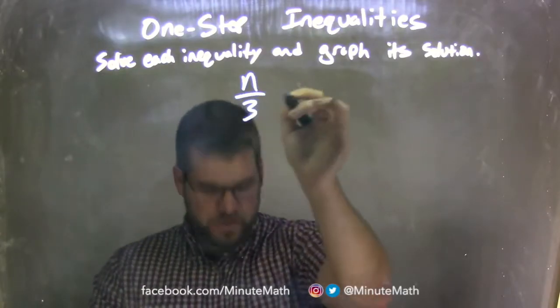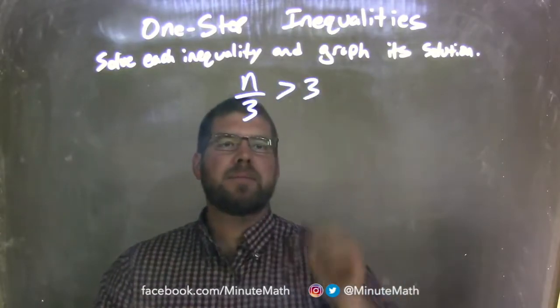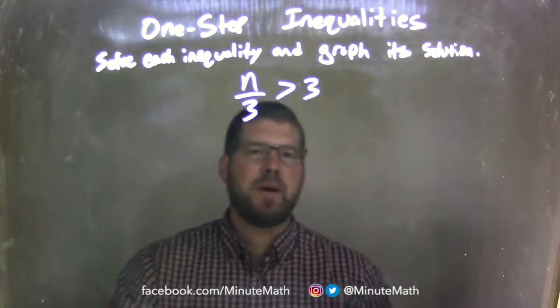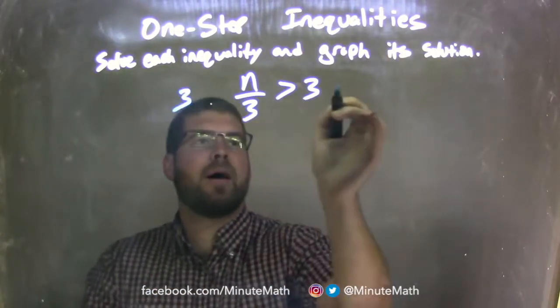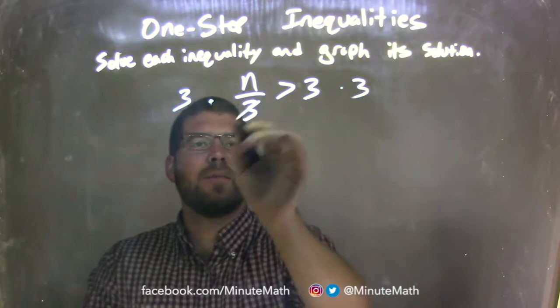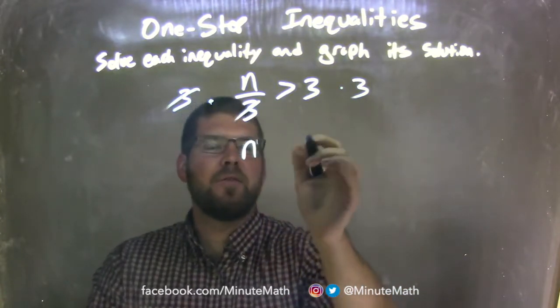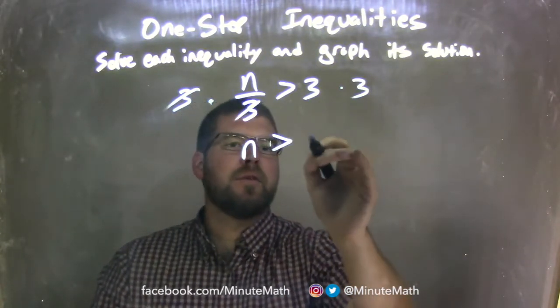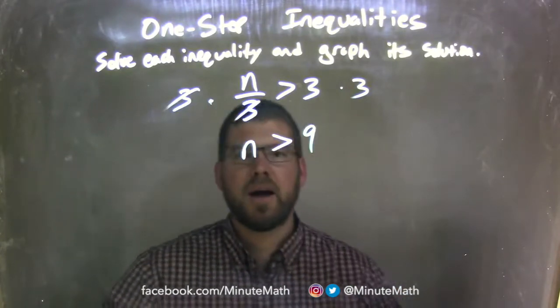n over 3 is greater than 3. Well, my first step is to get n by itself. So I'm going to multiply both sides by a positive 3. What that does is it eliminates the 3 on the left, giving me n by itself. n is greater than 3 times 3, which is 9. So we have n is greater than 9.